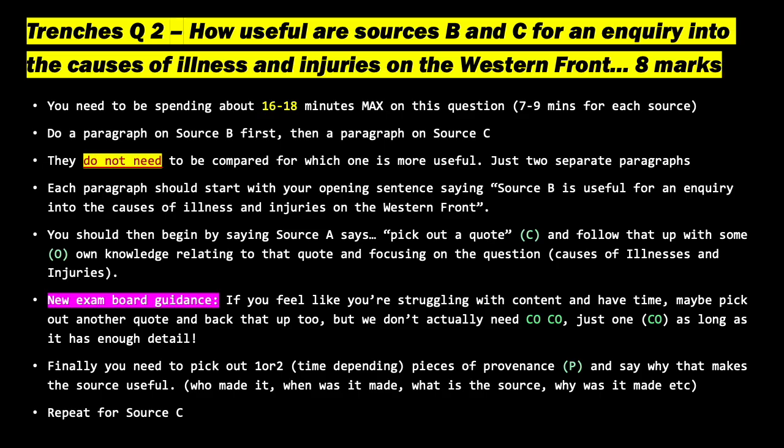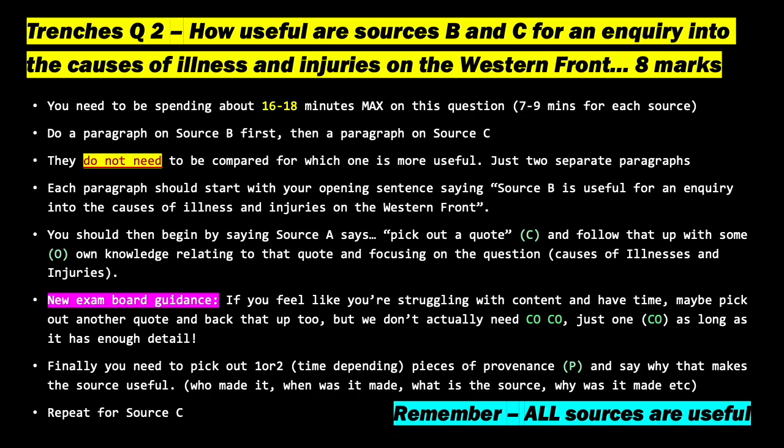Okay, obviously then you do the same for source C. Also remember, before we move on, that all sources are useful. Try not to be negative. Try not to find faults with the sources. Always try to find something positive for all of the sources that you see, and that's exactly the same in the Germany paper as well.